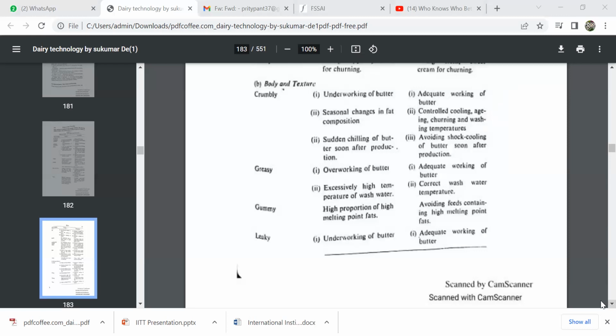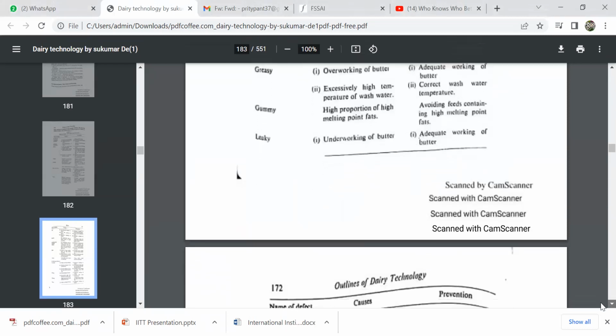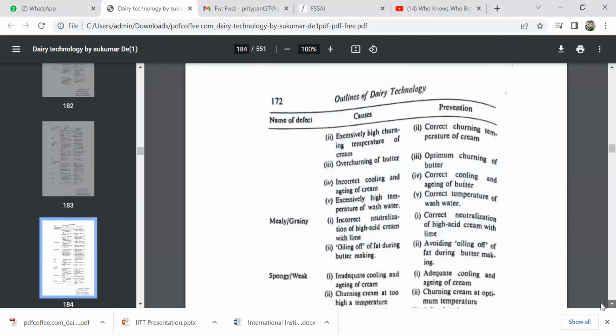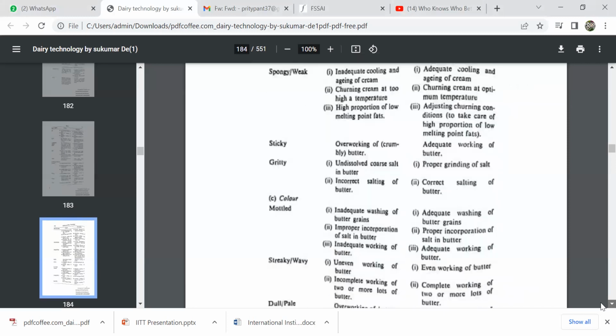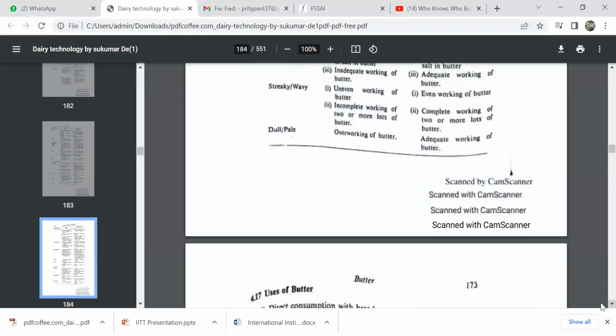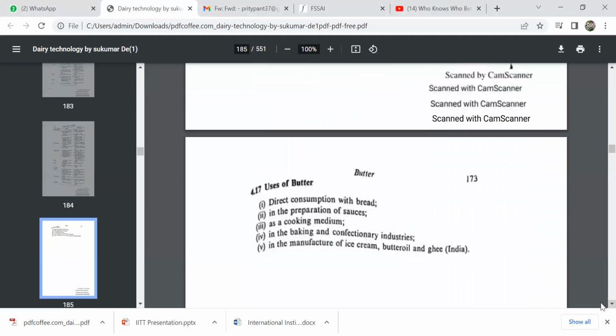These are different kinds of defects, their causes and prevention. इनको अच्छे से आप लोग पढ़िएगा. ये पूरी टेबल जो है वो बुक में दी हुई है, इसको आप रेफर कीजिए बुक को. If we take the different uses, तो direct consumption, preparation of sauces, cooking medium, baking and confectionery industries, and the butter is used in the manufacture of ice cream, butter, oil, and ghee.